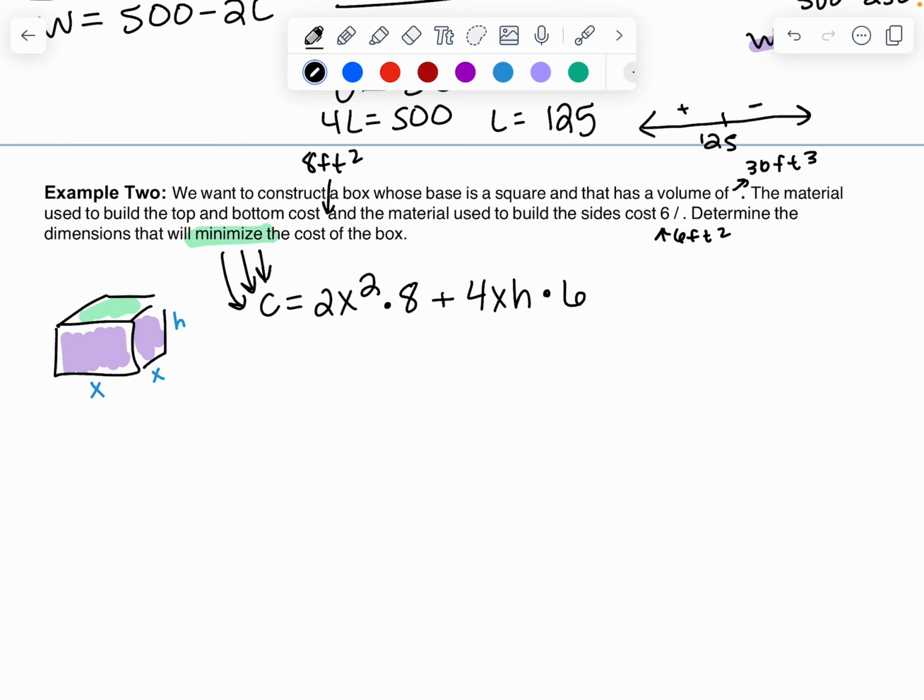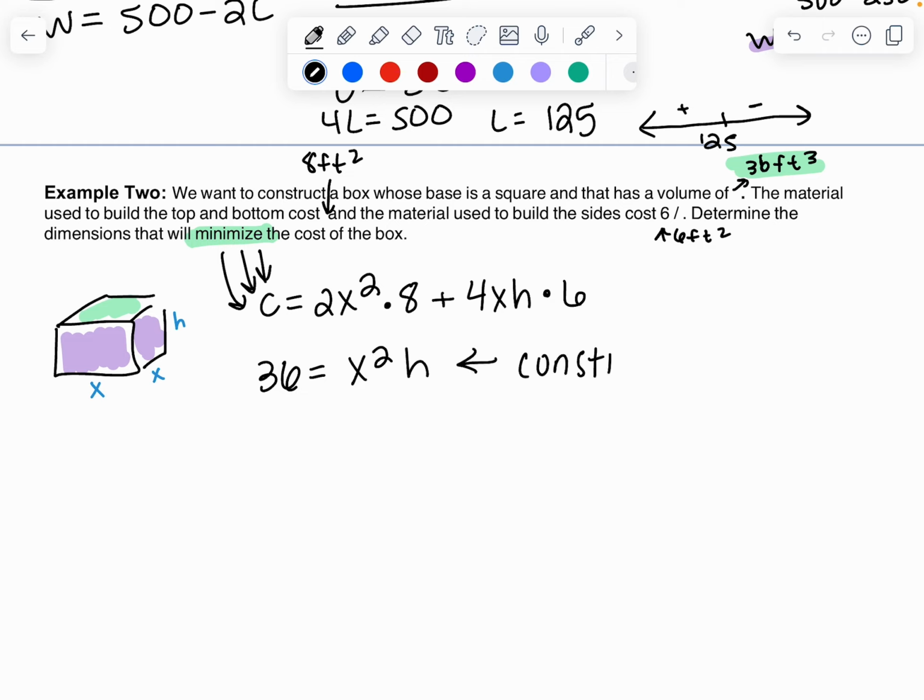Now I want to write the equation of the thing constraining us. That is that the volume has to be 36 feet cubed. The volume equation is base times height, so in this case the volume, which is 36, is x squared times h. And so this is our constraint.